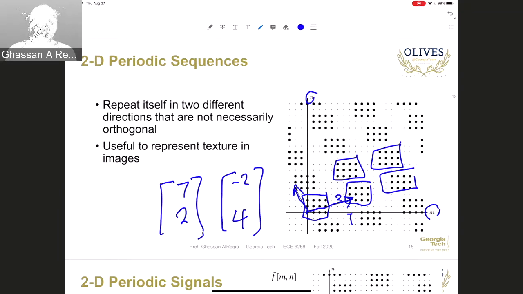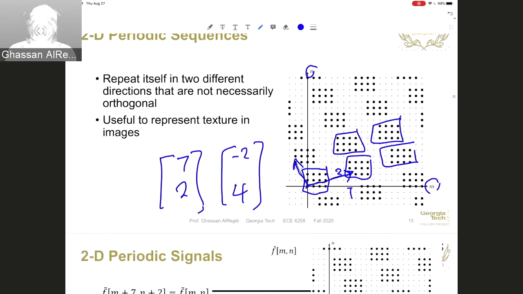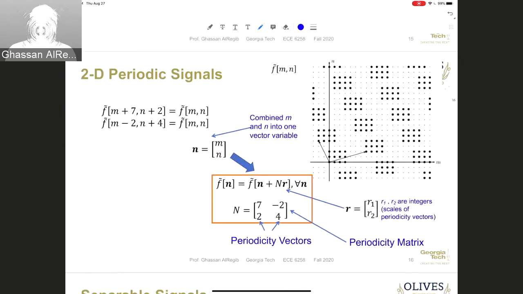In the one-dimensional case, if you remember, we had the periodicity capital T defining a periodicity, which is just a single number. So in this case, we are going to the two-dimensional case, so we need 2 by 2. We need two-dimensional vectors to define our periodicity in the two-dimensional case. So we can look at this in more detail.